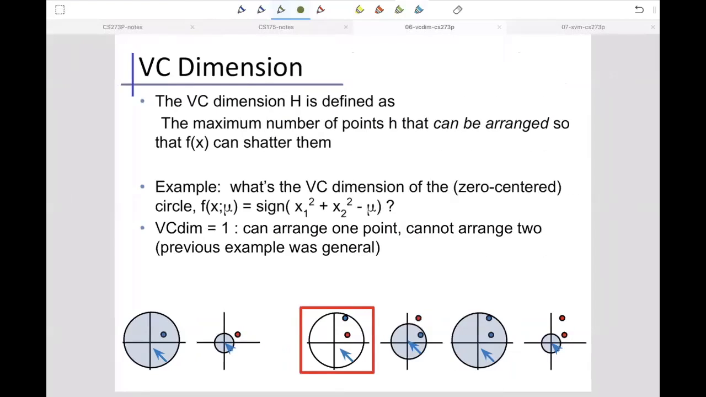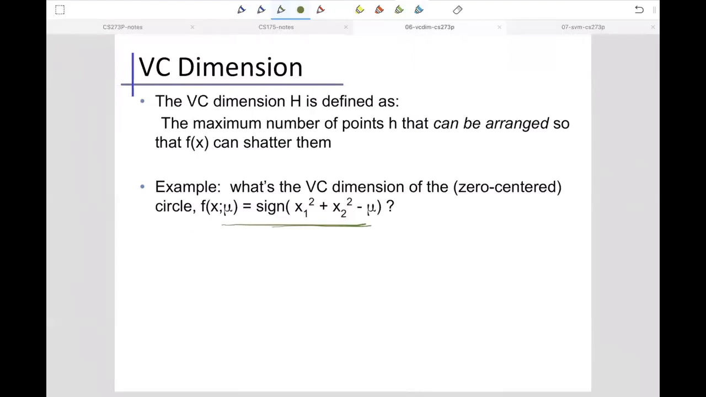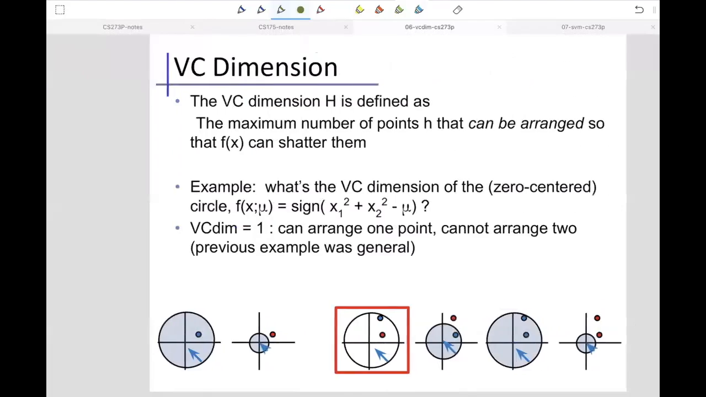Professor, I've got a question regarding 2 slides ago, the one with the circles. Can we do this again? Yeah.